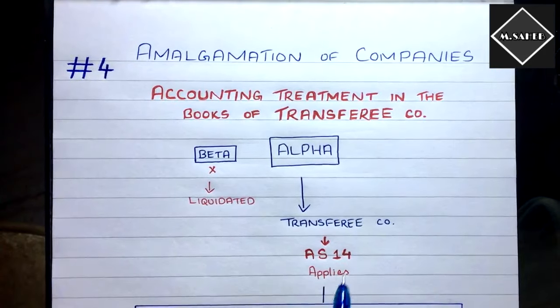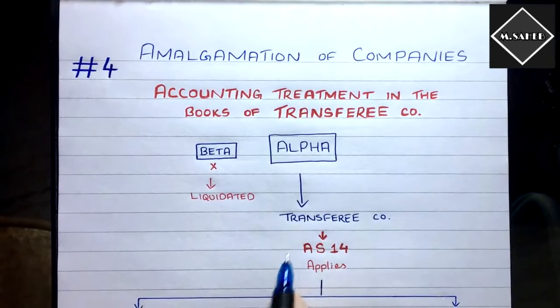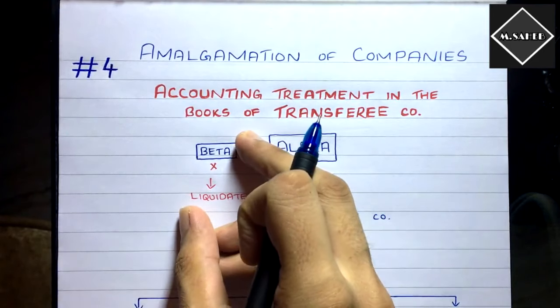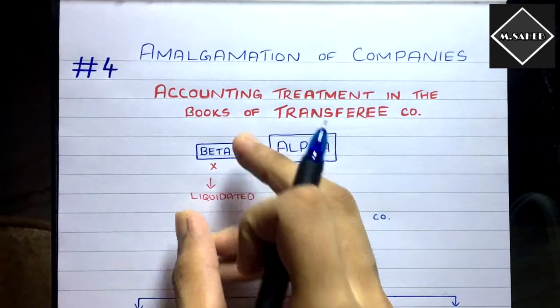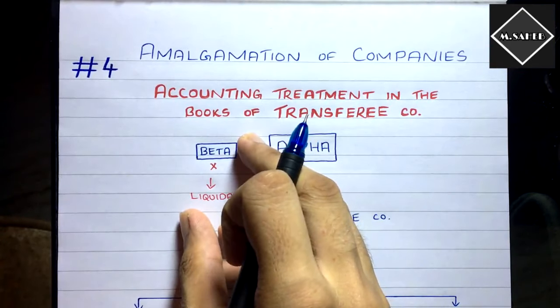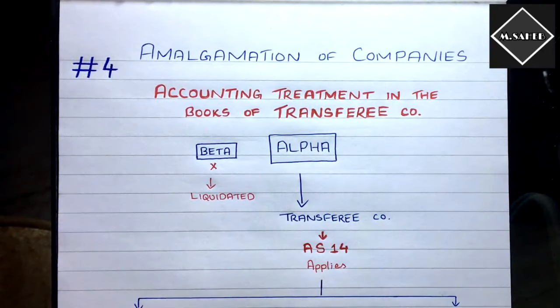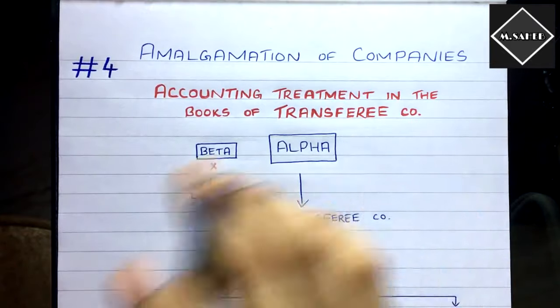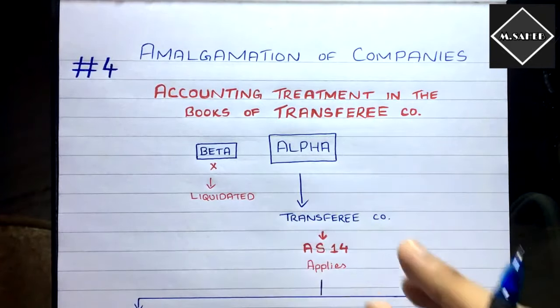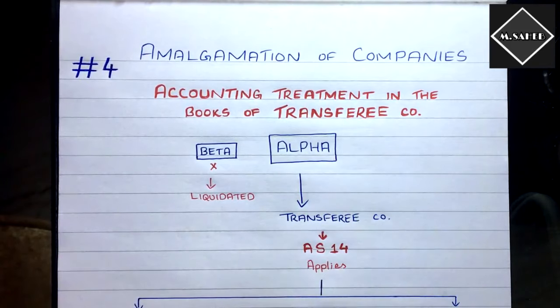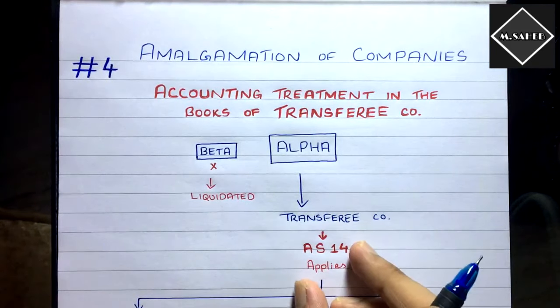So for that we have got an accounting standard 14 which applies on only Alpha Company. This AS 14 gives us the guidance on how to treat the books of Alpha Company. And this AS 14 doesn't apply on the Beta Company, because we have seen the accounting treatment, the journal entries and the ledger accounts we have to pass in the 3rd video, where we use realization account, and we close the books of Beta Company because this company is going to be liquidated. But the Alpha Company is not going to be liquidated. It will continue on, it will carry on its business. So for that, AS 14 applies on Alpha Company only. Understood?